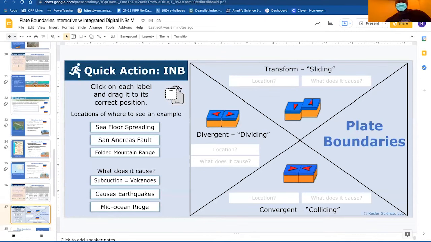All right. So here are a couple of things. You're going to move these three in each. Locations where you see examples, you'll move these to specific locations. And then what causes it will go into these positions. Those will be the plate boundaries and examples. All right.